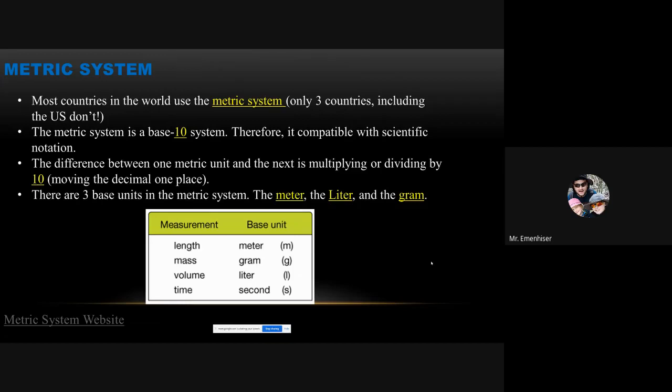And then if you're going to measure mass or weight, so if you're going to figure out how heavy something is, we're going to use grams as the unit. And the symbol is little g.